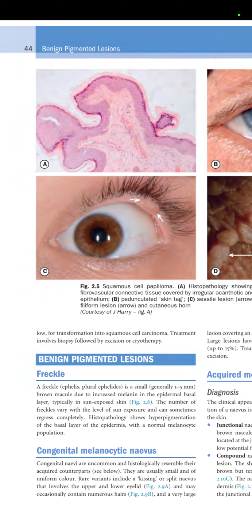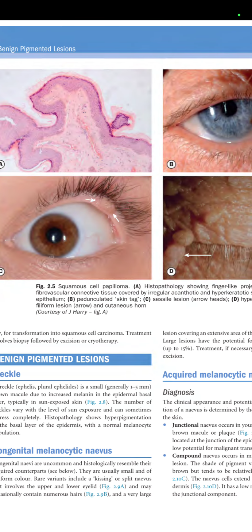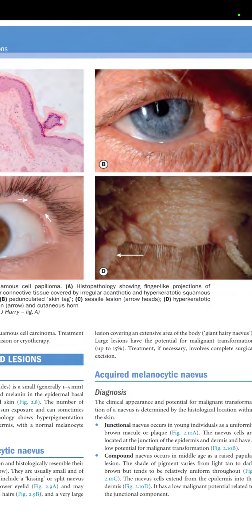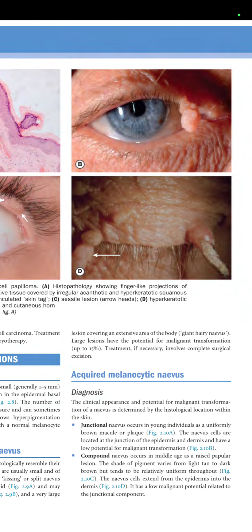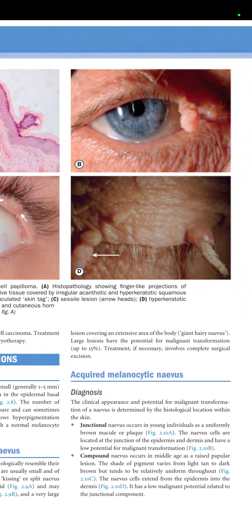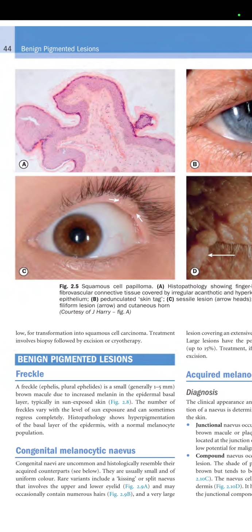Congenital melanocytic nevi. Congenital nevi are uncommon and histologically resemble their acquired counterparts. They are usually small and of uniform color. Rare variants include kissing or split nevi that involve the upper and lower eyelid and may occasionally contain numerous hairs, and very large lesions covering an extensive area of the body. Giant hairy nevus, a large lesion, has the potential for malignant transformation of up to 15%. Treatment, if necessary, involves complete surgical excision.